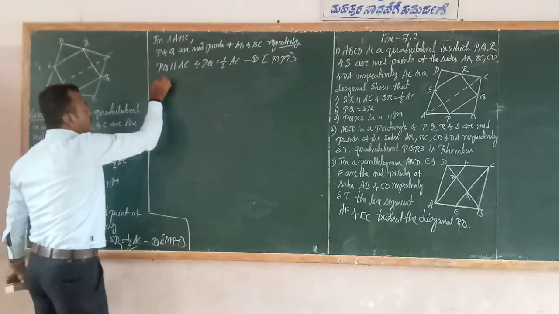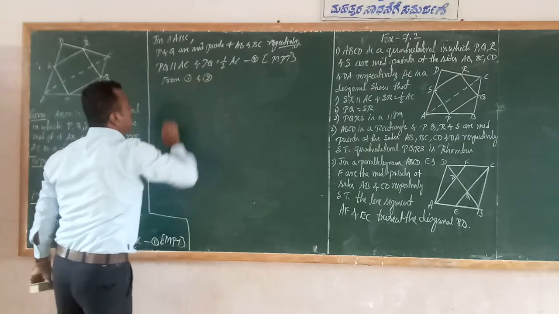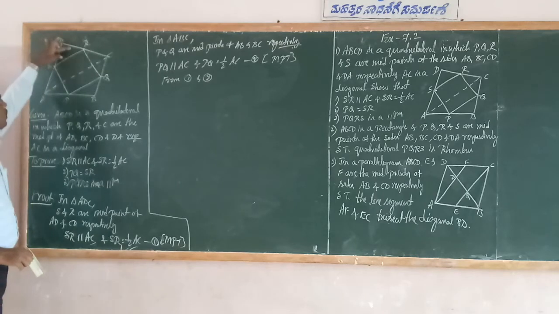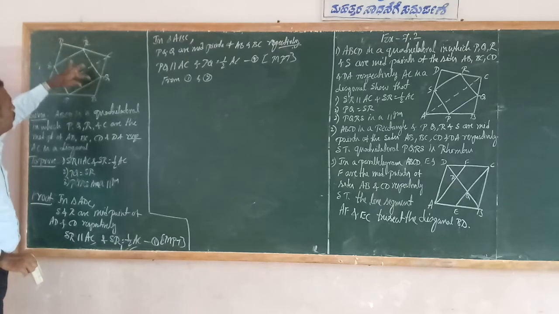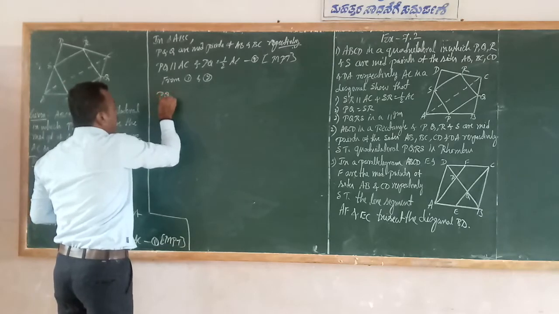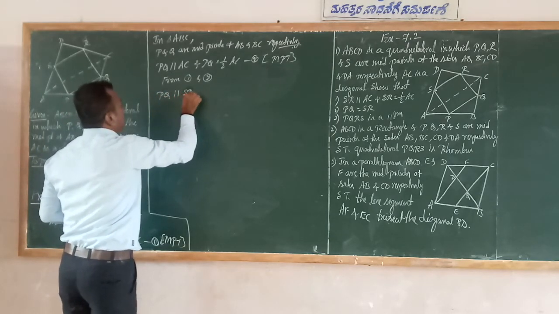Now, from 1 and 2, we have to consider it. So what will happen? See, SR is parallel to AC and PQ is parallel to AC. So both are parallel to AC. Therefore, PQ is parallel to SR. Can I write? Therefore, PQ is parallel to SR.